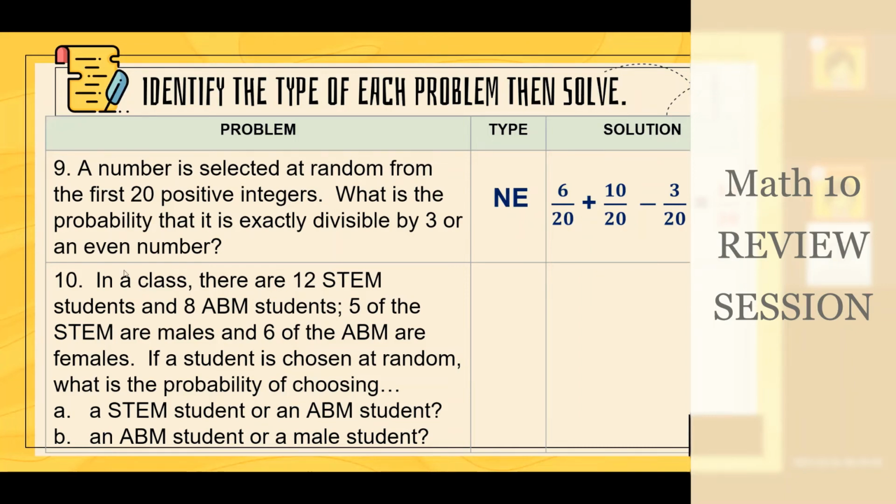Jonas, what type of probability is letter A? Are you still there, Jonas? NE po ba? You mean non-mutually exclusive? Yes. For you, may common. Sige nga, tell us, ano yung common sa kanila? Sige, pwedeng bawiin yung sagot. Is it really NE?